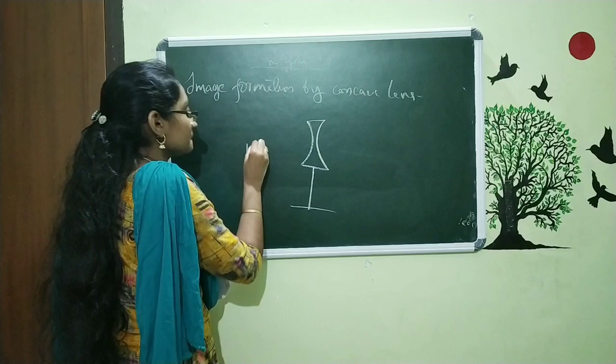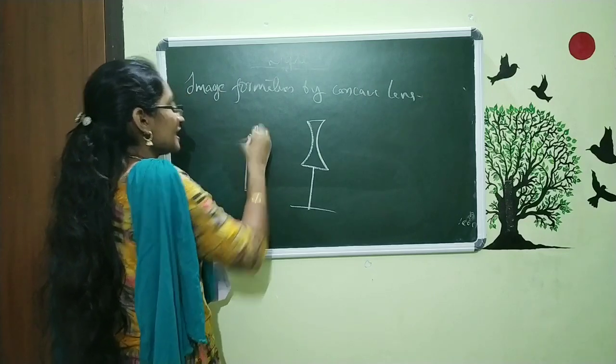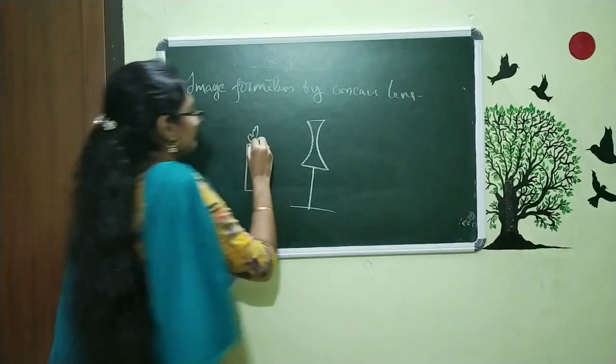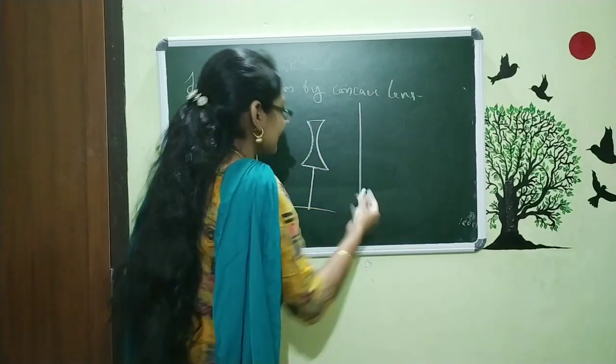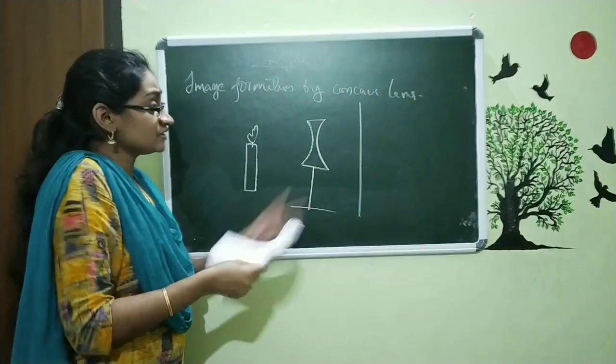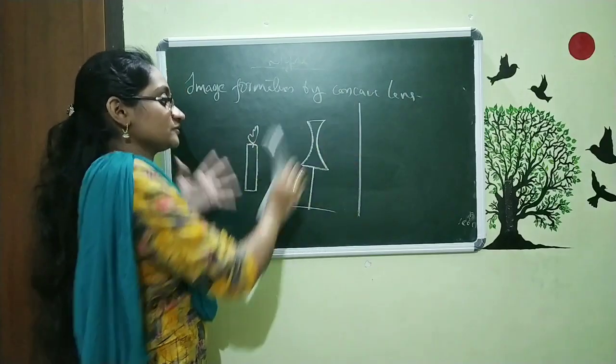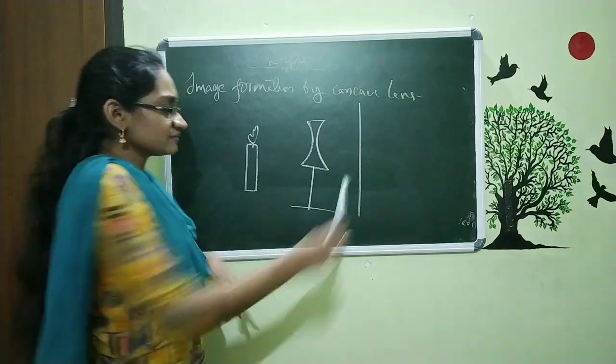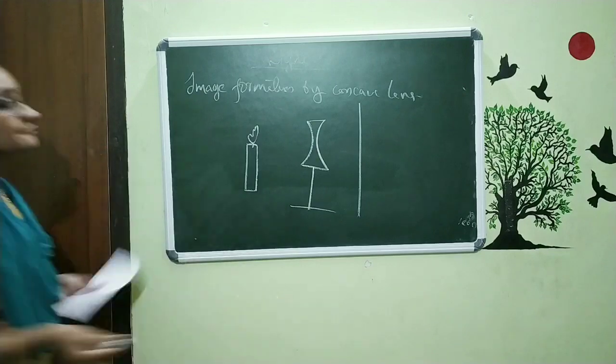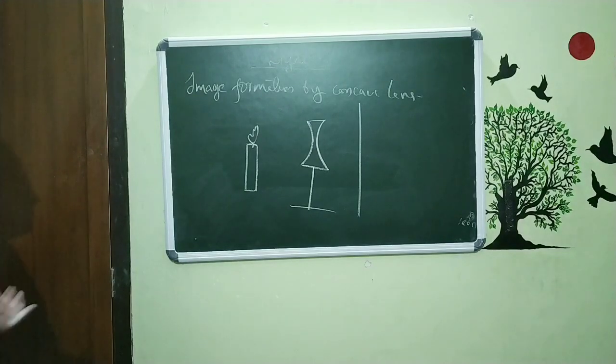Always we want to place our object at the left side. And we are placing the screen. The peculiarity of the screen is this: we can move it from one place to another, to the right, to the left, to the center, we can move it anywhere. So this is the experimental setup, the same experimental setup.